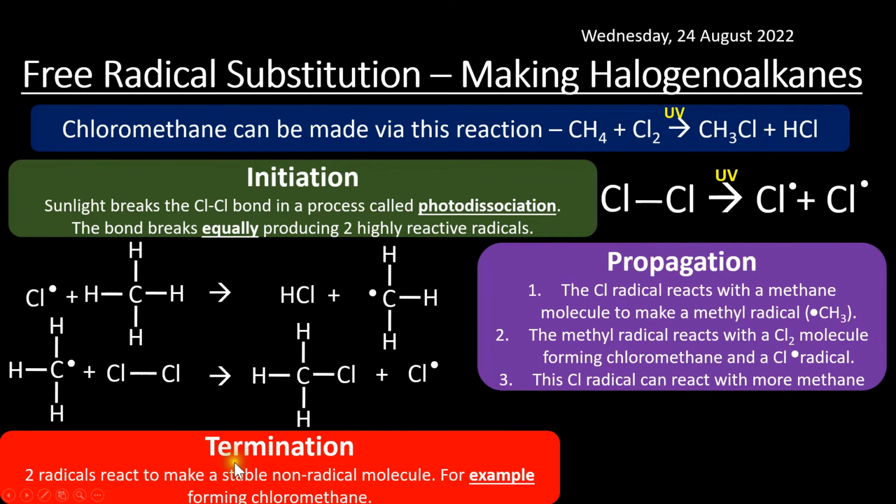and this is where two radicals, any radicals here, will collide to make a non-radical molecule which is stable. Okay, so for example, you could form chloromethane here. So there we are. You've got a CH3 dot and a Cl dot. If these two combine together, they form this, which is your chloromethane molecule. So again, you formed it here. That's not a radical, and that stops the chain. Okay, so this is an example of homolytic fission because the electrons have been moved equally from one side to the other.